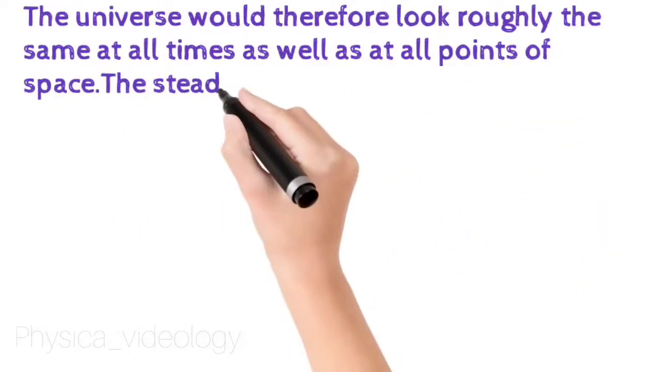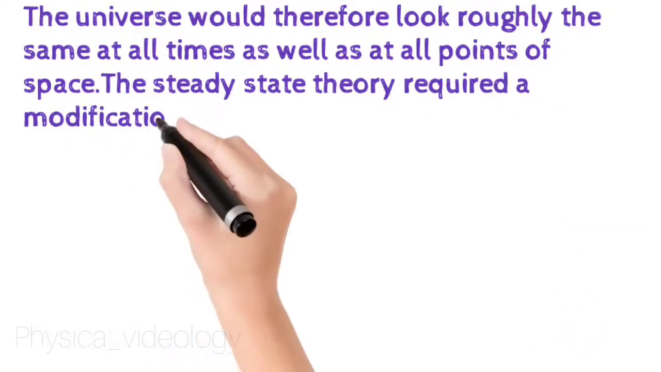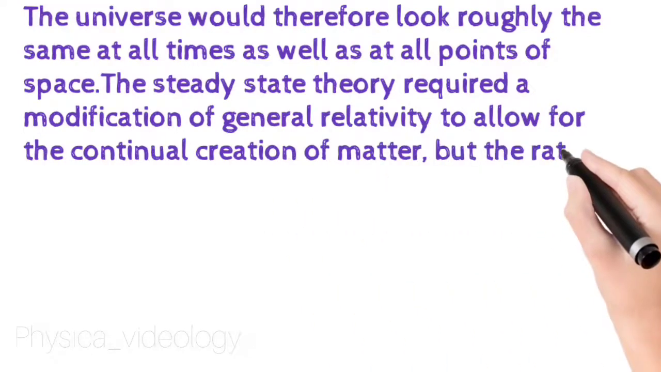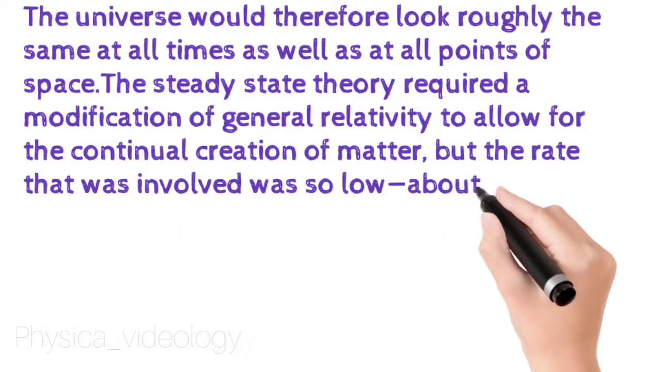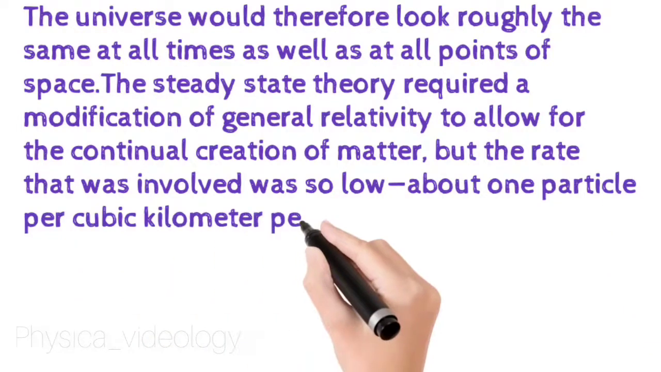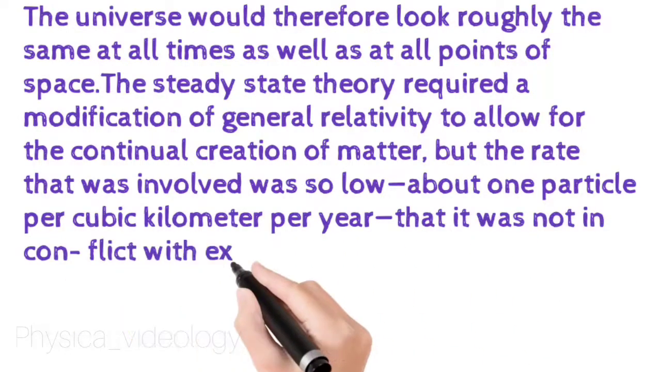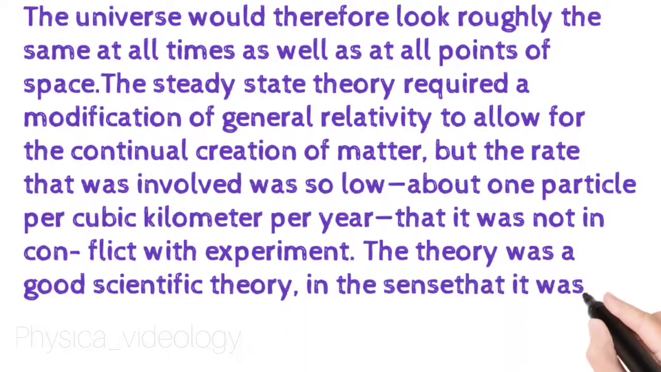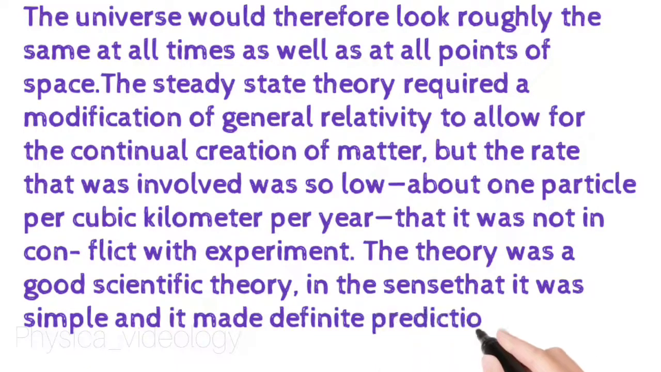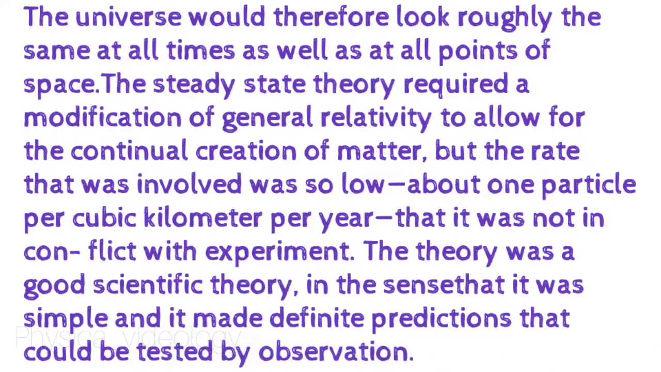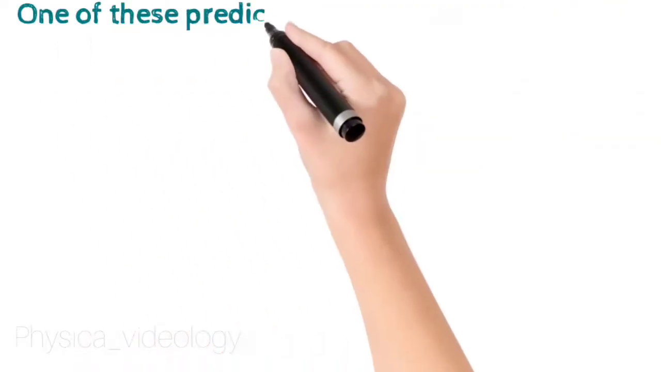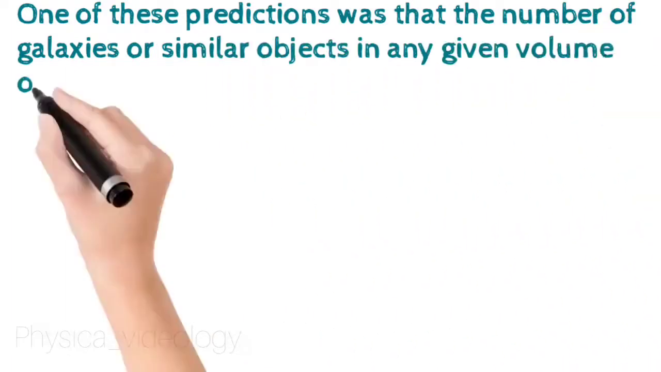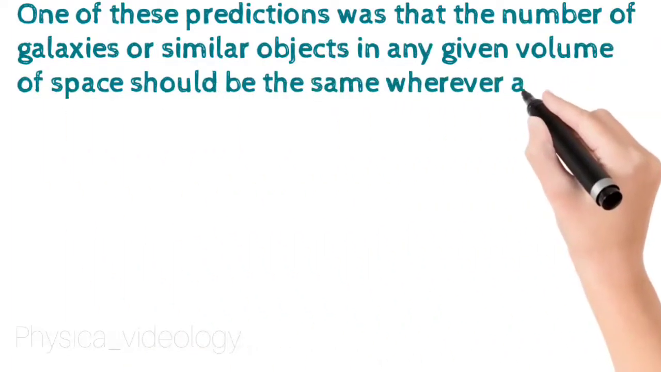The steady-state theory required a modification of general relativity to allow for the continual creation of matter, but the rate that was involved was so low, about 1 particle per cubic kilometer per year, that it was not in conflict with experiment. The theory was a good scientific theory, in the sense that it was simple and it made definite predictions that could be tested by observation. One of these predictions was that the number of galaxies or similar objects in any given volume of space should be the same wherever and whenever we look in the universe.